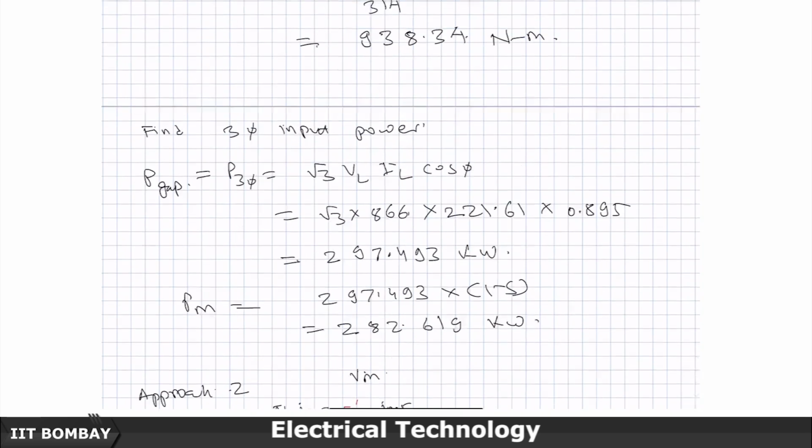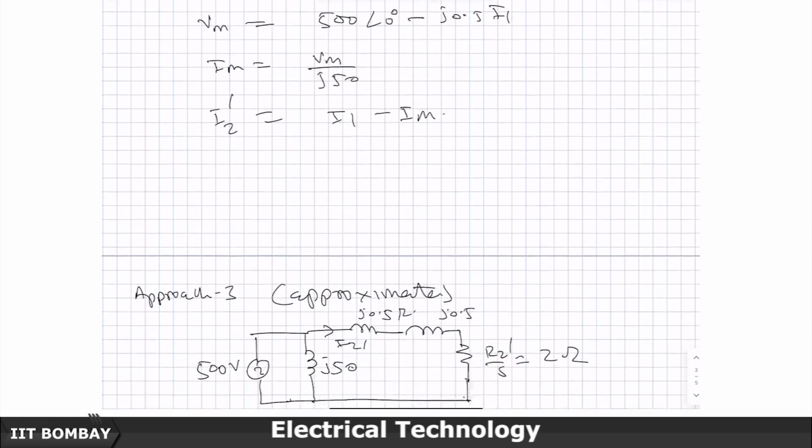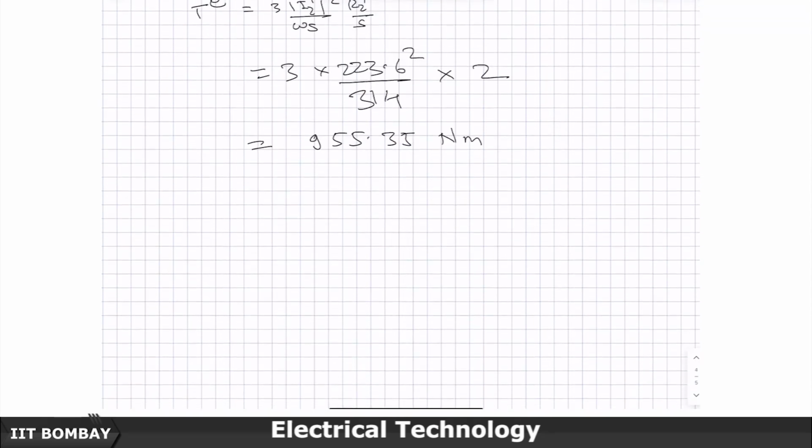Earlier I had calculated it as 938.34 Newton meter. Now, it has come out as 955.35 Newton meter. This difference of about 20 is okay, around a base of 1000. This much approximation will cause some error, but if you are in a hurry and want to do a back of the envelope calculation, this number is quite acceptable.